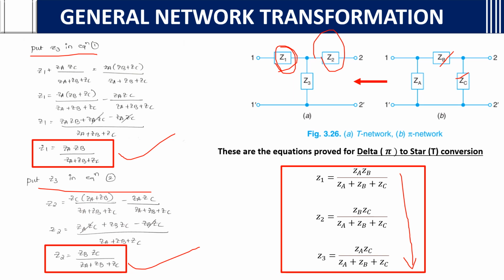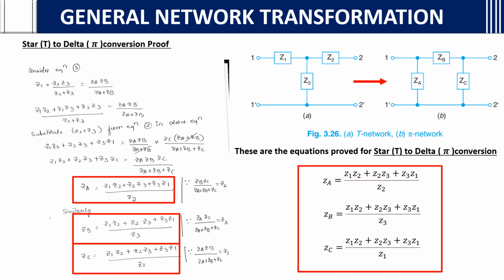Now we will see star to delta conversion. In the same way, we will consider those three equations. We'll consider equation 3. From equation 3, if you take the LCM on the left hand side, you get Z1 Z2 plus Z1 Z3 plus Z2 Z3 by Z2 plus Z3. Here it is ZA ZB by ZA plus ZB. Substituting Z2 plus Z3 from equation 2, Z2 plus Z3 is ZC into ZA plus ZB by ZA plus ZB plus ZC. You should remember those equations.